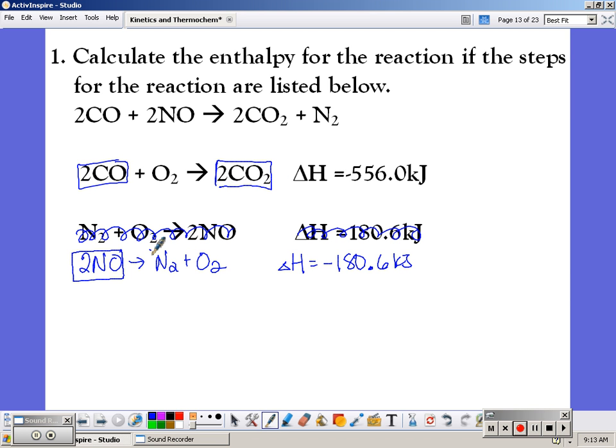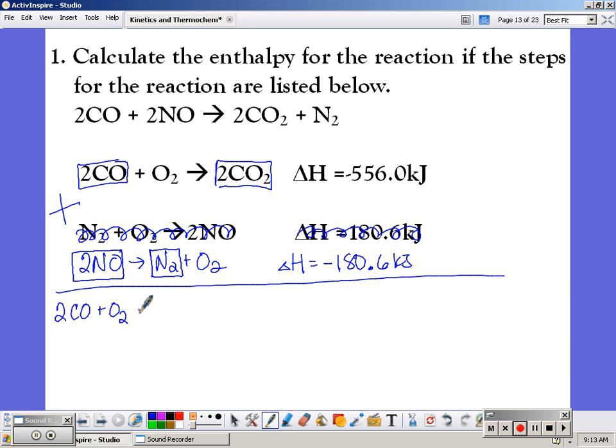So when I add my reactions together, I would have 2CO plus O2 and 2NO as reactants. As products, I have 2CO2, N2, and O2. If you notice, we have oxygen on both sides of our arrow, which means they cancel out, just like our spectators did. If you have something listed as a reactant and as a product, it doesn't matter the order, they would cancel out.